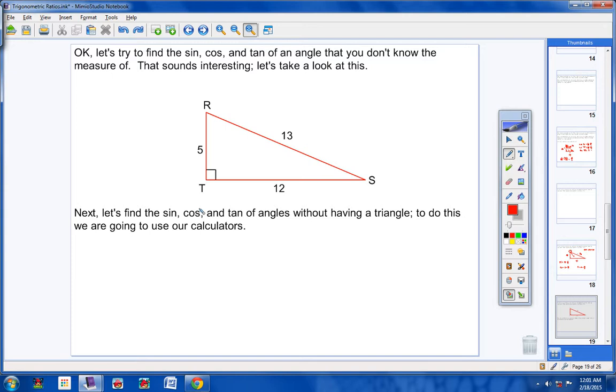Now, next, let's find the sine, cosine, and tangent of angles without having a triangle at all. Now, to do this, we're going to have to use your calculators. So you guys really should already bring your calculators to class every day. Every day when you come to class, you should have your books, your notebooks, pens, pencils, calculators, and be ready to work, okay? Textbook, of course.